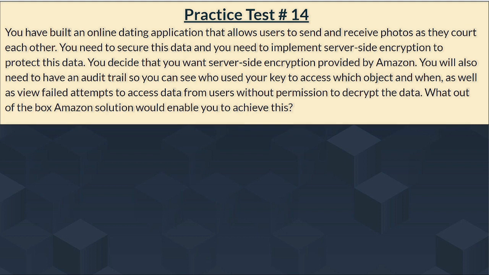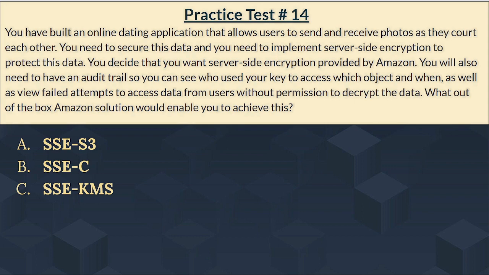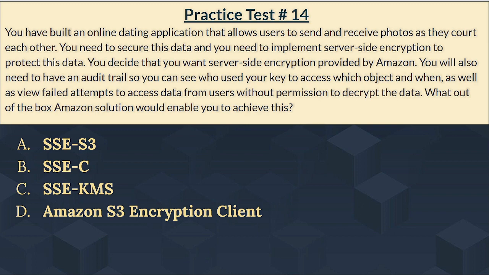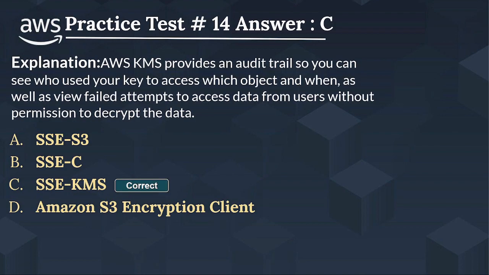So the options are: option A, SSE-S3; option B, SSE-C; option C, SSE-KMS; option D, Amazon S3 encryption client. Please select your answer in the next 5 sec. 5, 4, 3, 2, 1. So the right answer is option C.